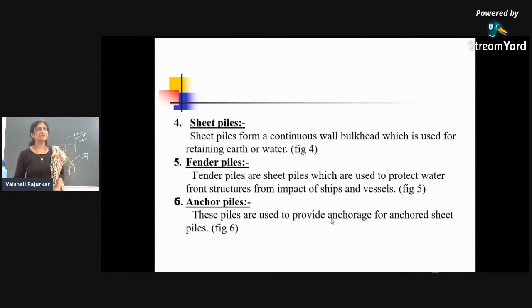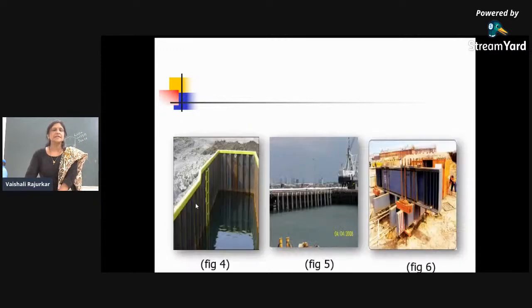Then the next classification is the sheet pile. What is meant by sheet piles? Sheet piles are a special type of piles which are placed side by side, in a series, and form a retaining wall, right? So it is called sheet piles. Basically, these sheet piles are used for temporary sheeting and temporary supports in excavation as well as for waterfront structures. So here you can see these are the piles which are called sheet piles.